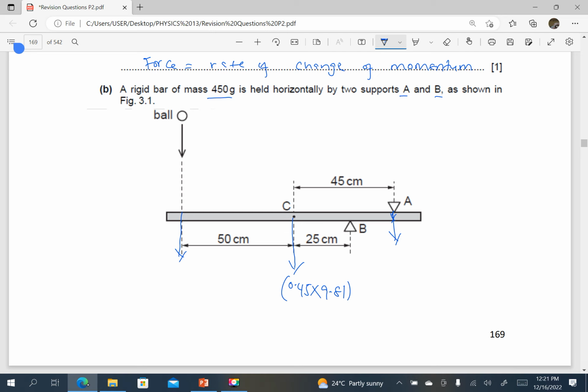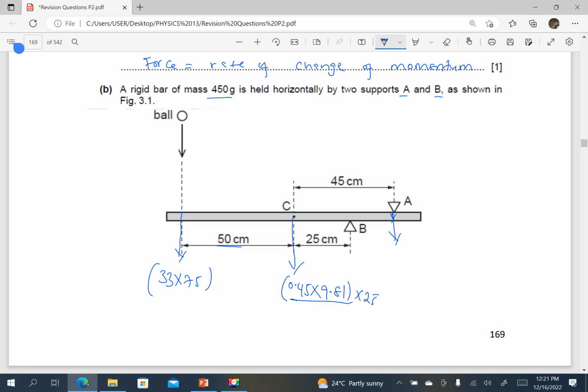This force here, they told us it was 33, so this is going to be 33 times the perpendicular distance, which is 50 plus 25, that is 75. That is the moment by the ball when it hits the bar. Then, of course, we also have the moment of the weight of the bar, which is the weight times its perpendicular distance, which is 25.